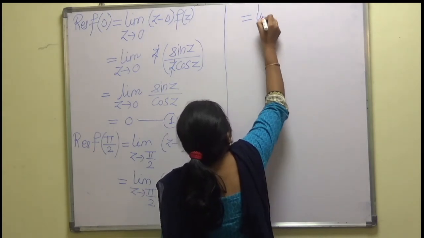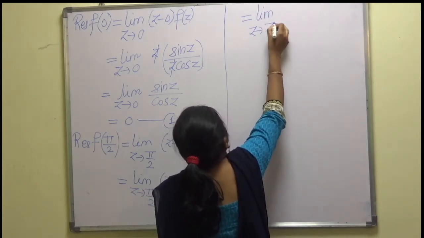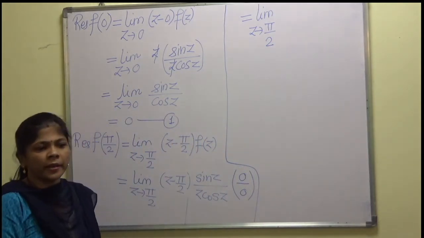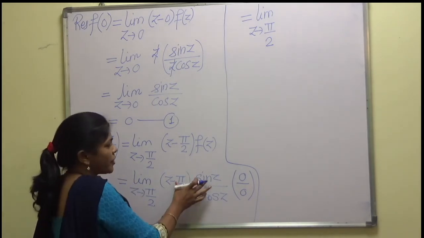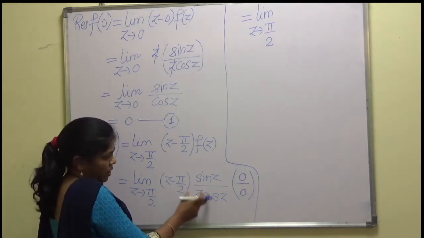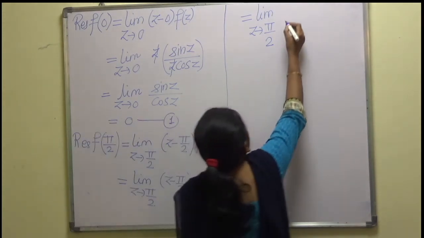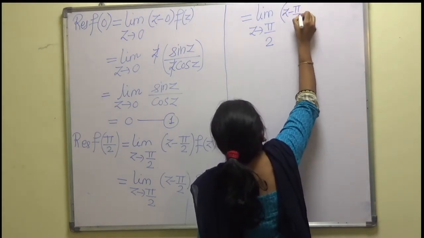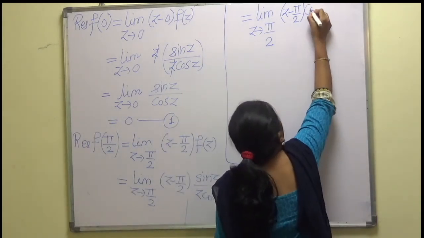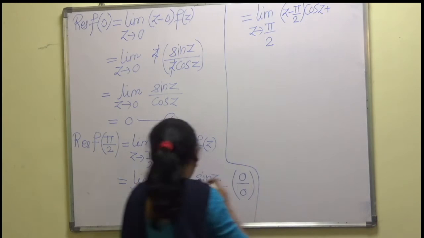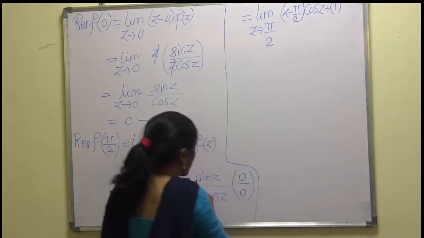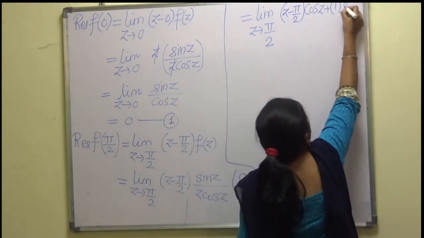So it is equal to limit z tends to pi by 2. According to L'Hospital's rule, what we do? We differentiate the numerator independently and the denominator also. So differentiate the numerator. Here we will apply the product rule. So z minus pi by 2 as the first function, derivative of sin z, which is cos z, plus, now derivative of z minus pi by 2 is 1, and then the second function sin z as it is. So it is sin z.